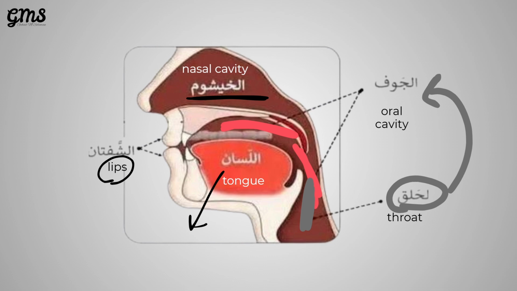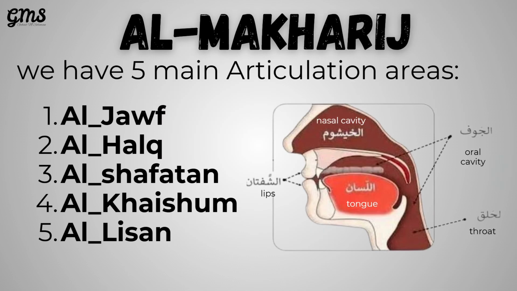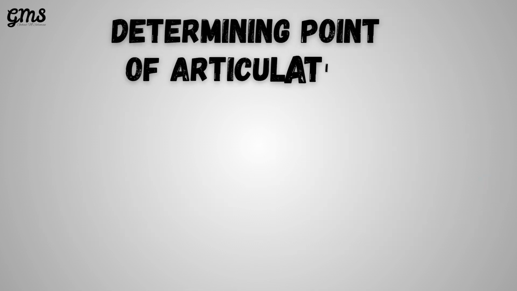Each one of these articulation points is called a makhraj. These makharij produce all the sounds of the Arabic letters, and each makhraj has a name and produces a number of sounds. And we will study each makhraj with its letters, inshallah. But let's say their names again. As we said, we have 5 makharij, or 5 main articulation areas. They are al-jaw, al-halq, al-shafatayn, al-khayshum, and finally al-lisan. We will study each one of these in more detail, but before doing that, we must know how to determine the point of articulation of each letter.